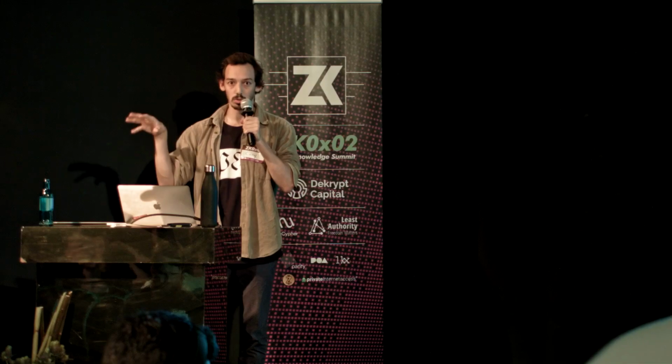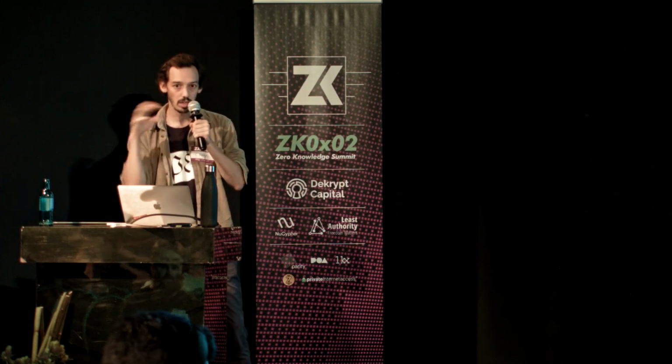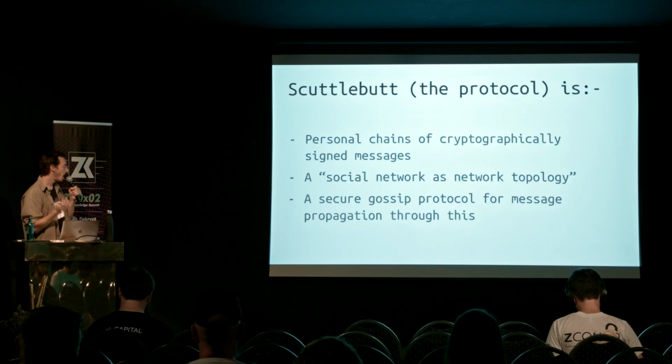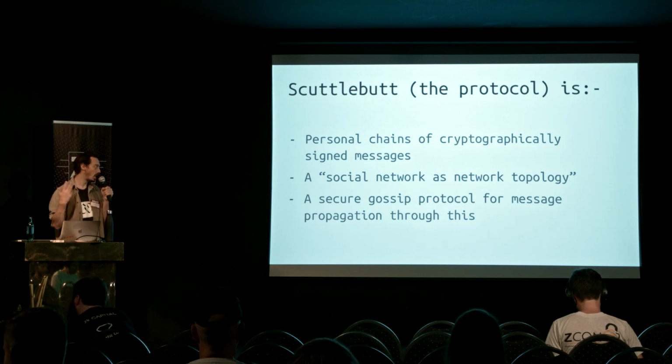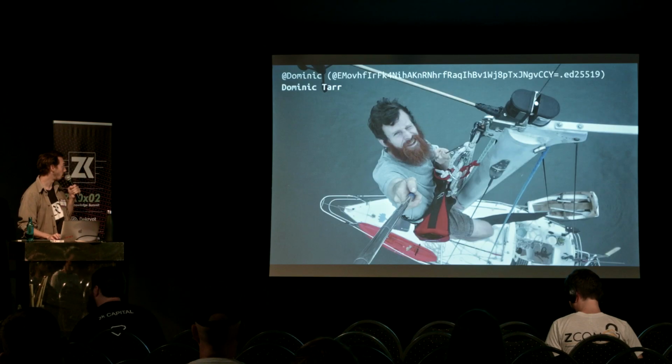So you can imagine a social graph, but as these identities are tied to devices, the social graph can actually represent a network topology. And then there's a gossip protocol that motivates and allows for the message propagation throughout the network. So that's how content actually travels throughout the Scuttlebutt network.